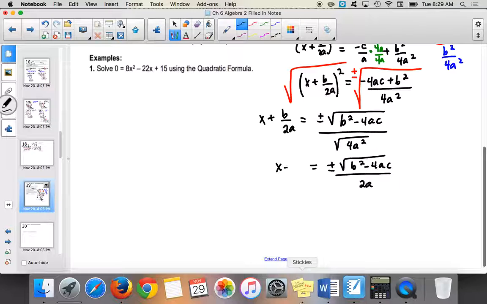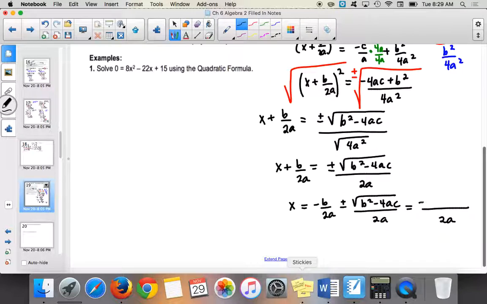So we are almost there. If we're solving for x, we have one last step. How do I get the x by itself? What do I get rid of? Yeah, subtract that b over 2a over. So I have negative b over 2a plus or minus the square root of b squared minus 4ac all over 2a. So we have common denominators.